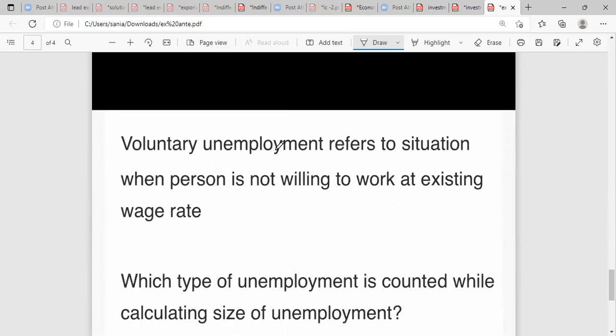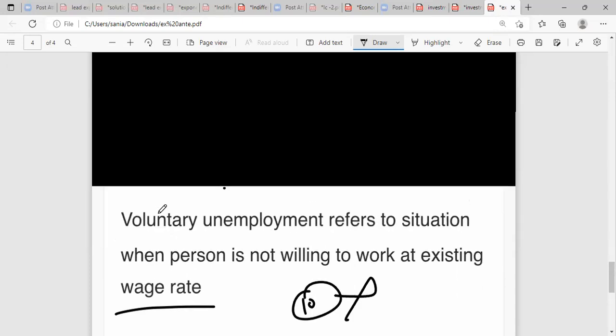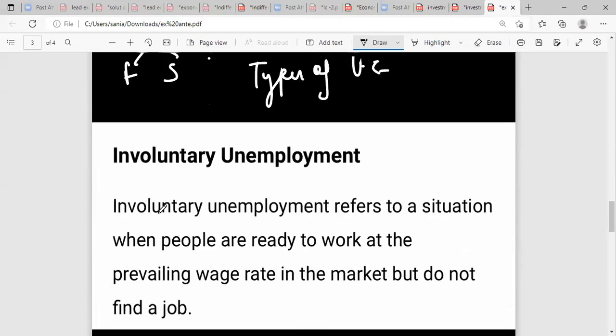But the second one is voluntary unemployment. That refers to a situation when a person is not willing to work at the existing wage rate. So I am offering you a job, okay, I will be giving you 10 rupees per month, but you are like, no ma'am, I don't want to work, right? So here people are not willing to work at the existing wage rate. Clear? Both the things clear? So take the screenshot for this types of unemployment first. Let me know once done. I'll scroll down. Done, ma'am. Okay, Mariam, you are also done.